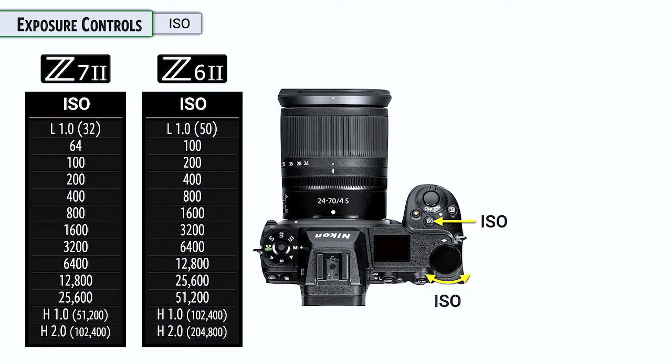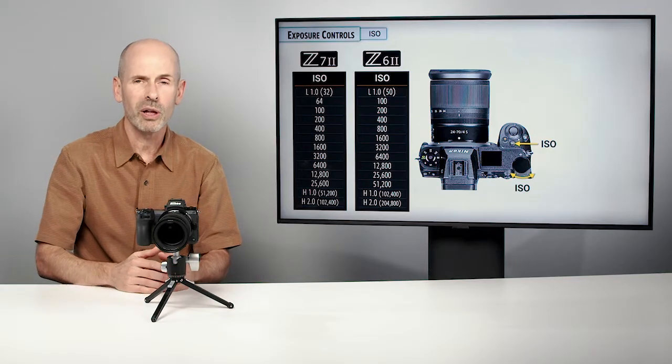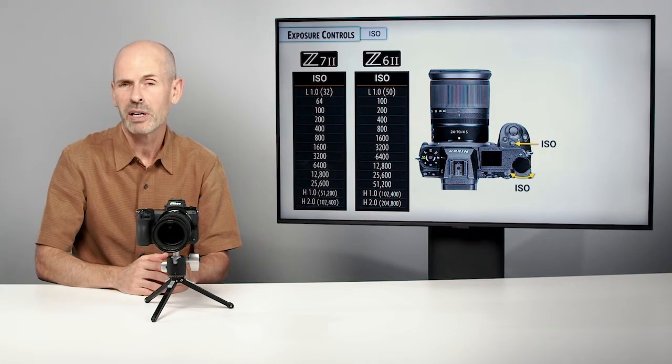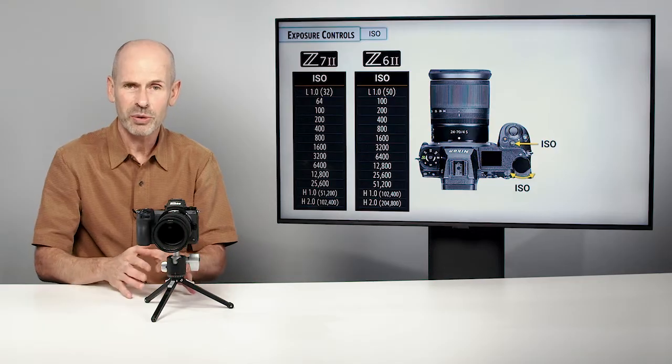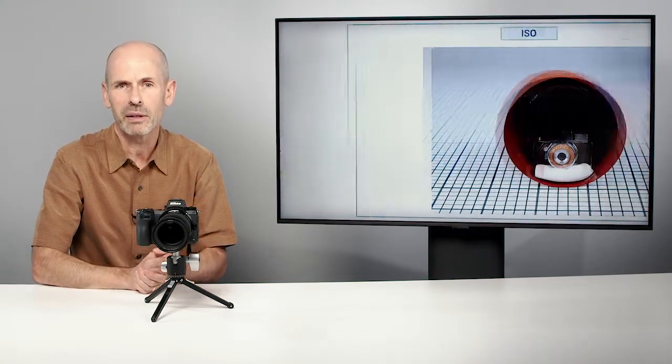Okay, so on the Z6ii, the native base ISO is 100. If you want the best image quality, you want to set the camera to 100. As you go higher, you're going to get more noise. If you go lower, you're going to have less dynamic range. On the Z7ii, they have it a little bit different. Their base ISO is 64. So once again, if you go higher, you get more noise. If you go below it, you're going to have less dynamic range. Now, how much of this affects your images? Well, let's go ahead and take a look.